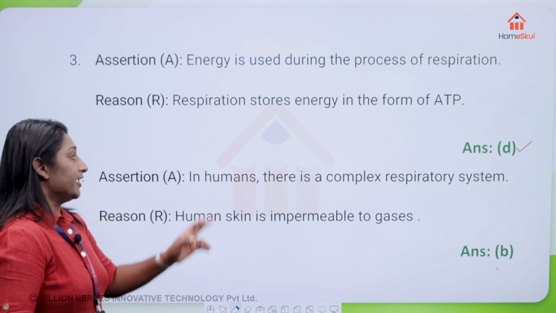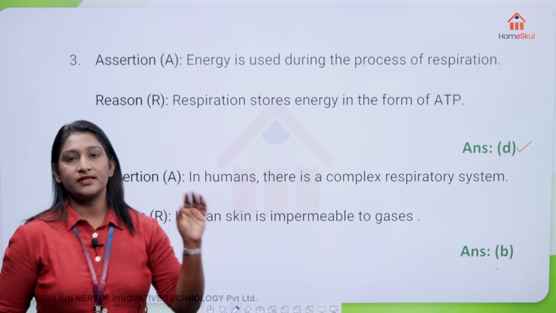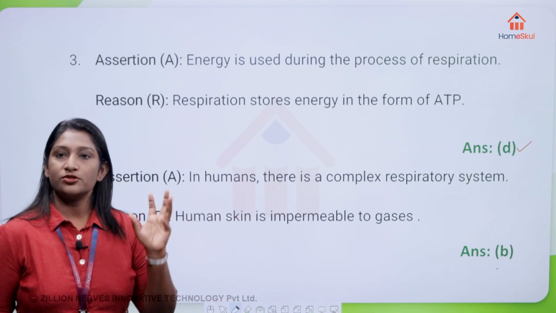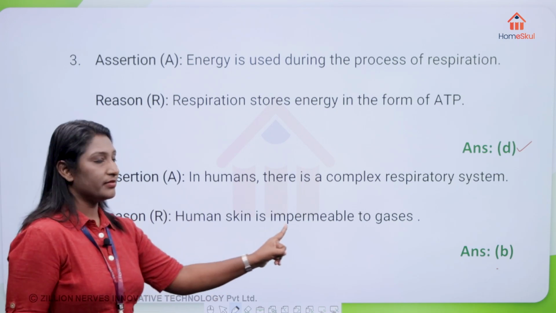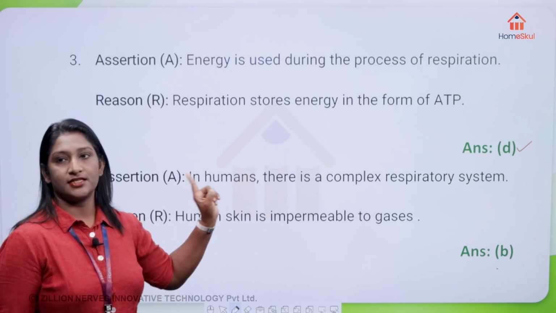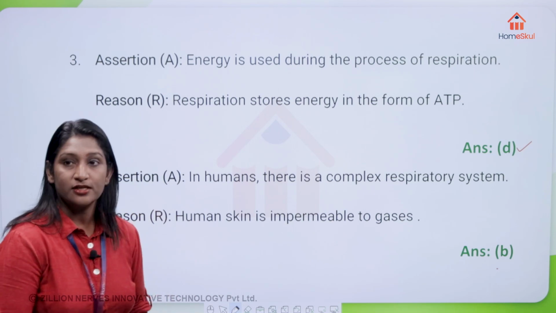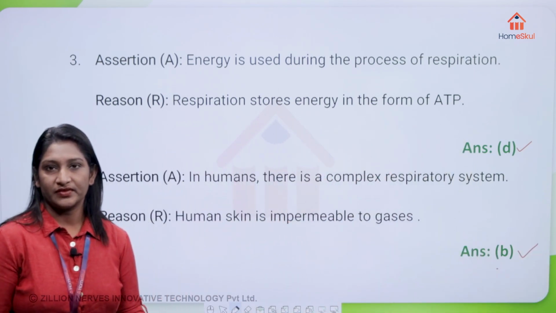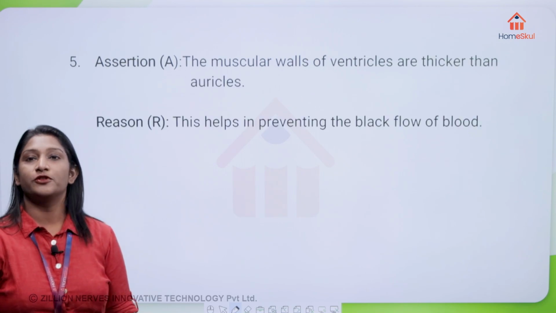No way. See, in humans, there is a complex respiratory system, that is correct. Human skin is impermeable to gases, that is also correct. But this statement doesn't clarify the assertion. So option B is the correct answer. Then the next question, the fifth one.